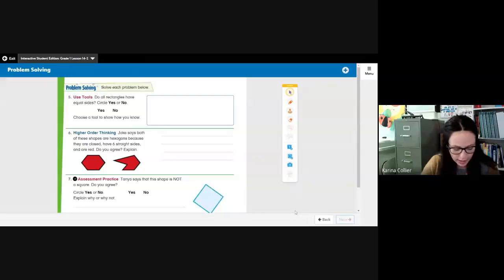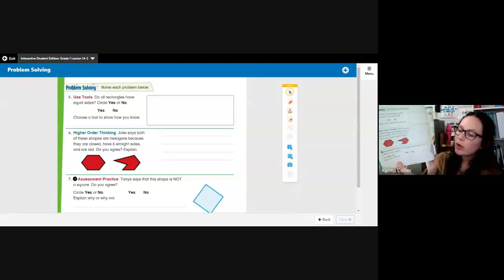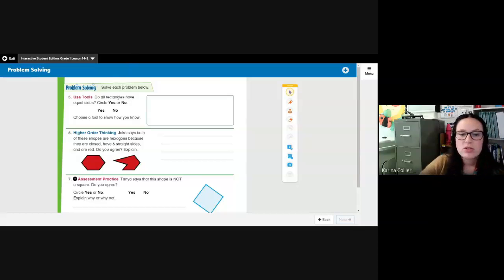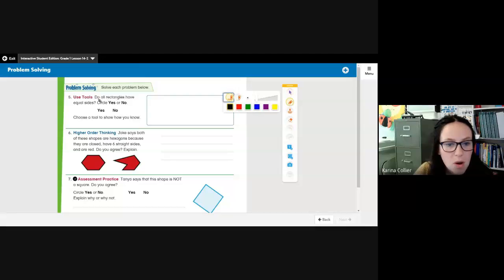All right, boys and girls, last page. So I just turned my workbook page to the next page on 564. So this wants us to solve each problem below. Do all rectangles have equal sides? Circle yes or no. So it wants you to circle yes or no for this answer. Here is where you can draw a rectangle.